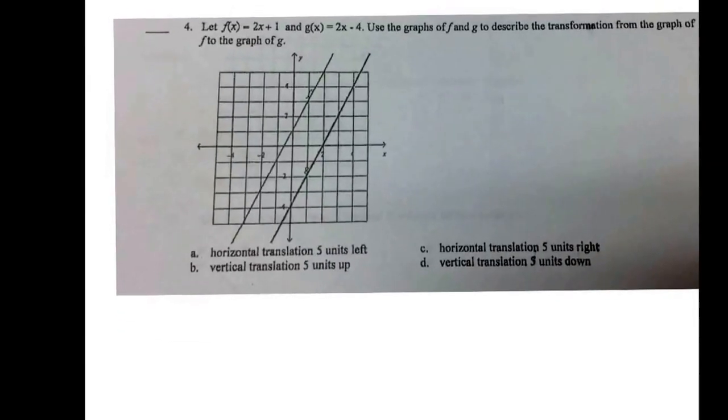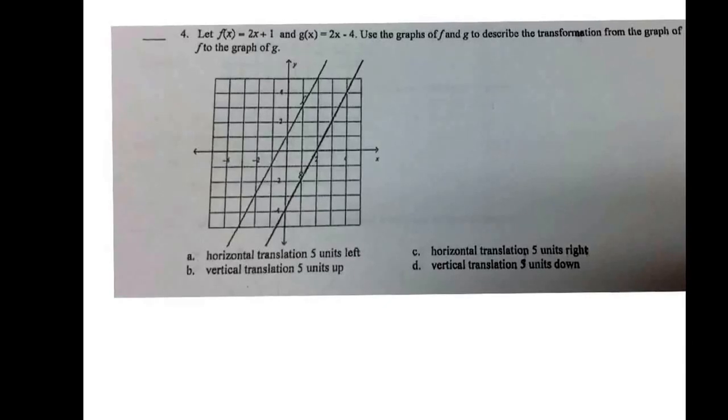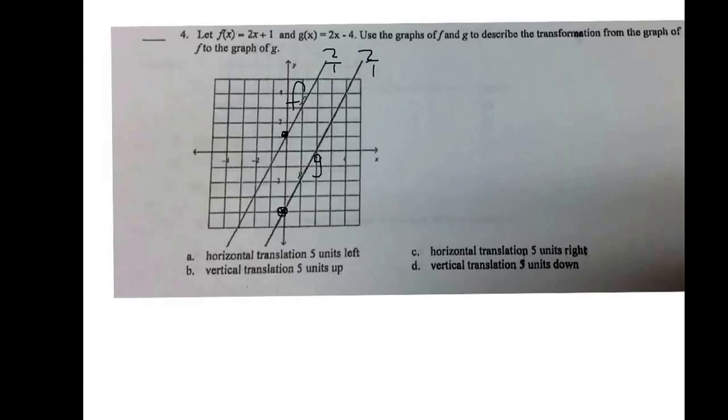This one says let f of x equal 2x plus 1. So this is f of x right here, and g of x is this one down here. It's 2x minus 4. This one's 2x plus 1 because it crosses at 1. This one's minus 4 because it crosses at minus 4. Both of them have a slope of 2, up 2 over 1, and that's what keeps them parallel to each other.